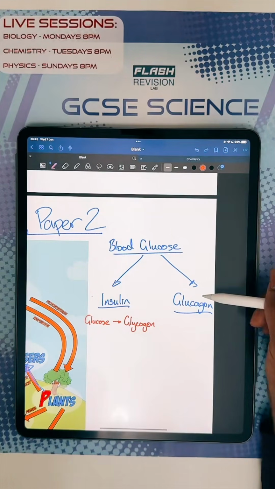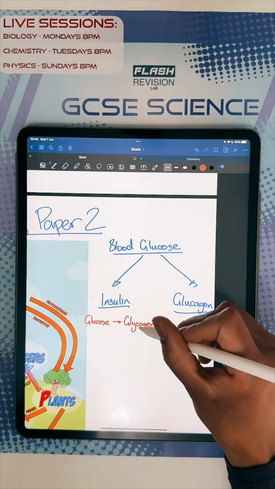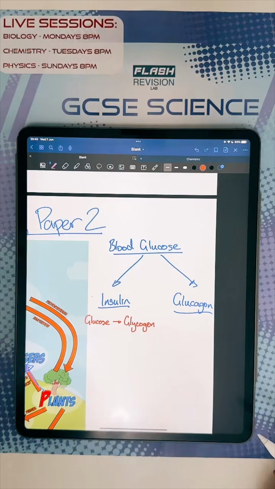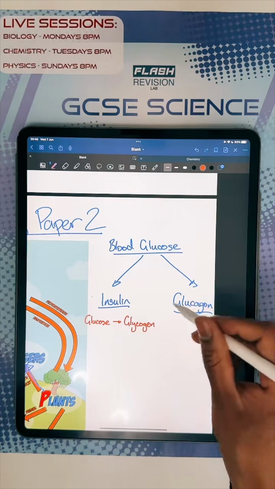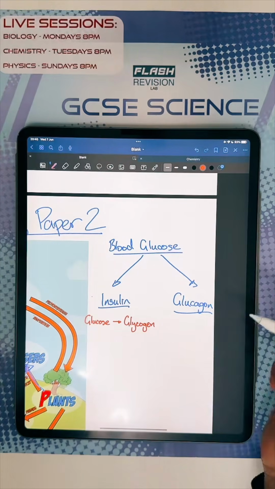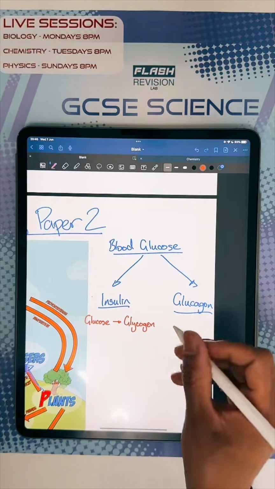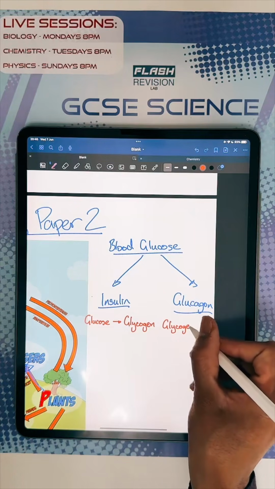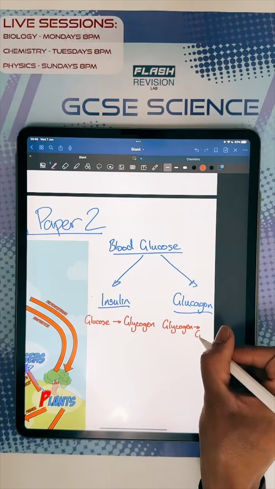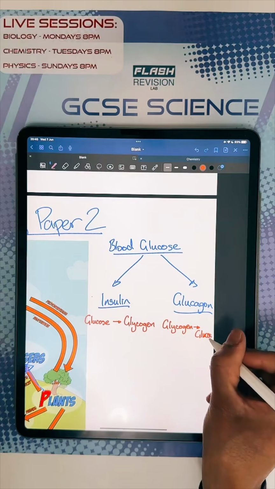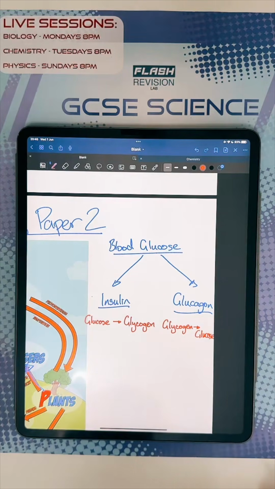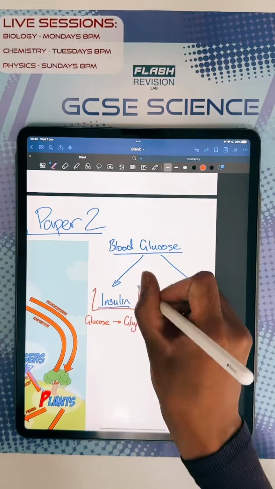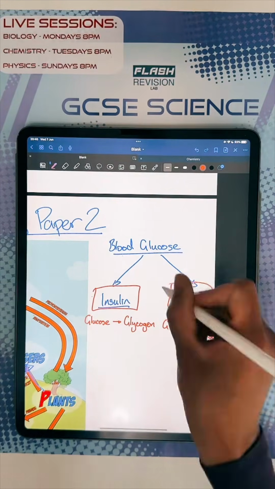So glucagon is a hormone. Glycogen is a stored form of glucose. That's the difference. Glucagon, the hormone, does the opposite of what insulin does. That turns glycogen back into glucose. That's the opposite. Okay, so don't get those confused. That's a very common mistake.